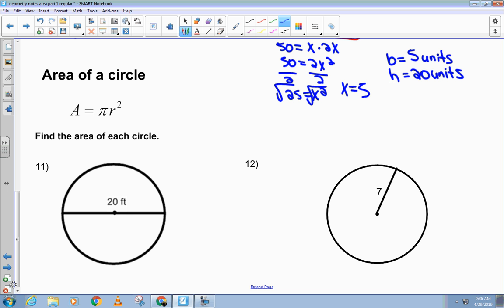But what did they give me in this problem? It's actually the diameter because it goes all the way across through the center, right? So if the diameter is 20, what's the radius going to be? The radius is going to be 10. And so then when I plug it into my problem, I'm going to do pi times 10 squared. What is 10 squared? 100. Okay? So the area is 100 pi. That's the exact answer, but it'll probably ask you for the answer to the nearest tenth. And you get 314.2 feet squared.